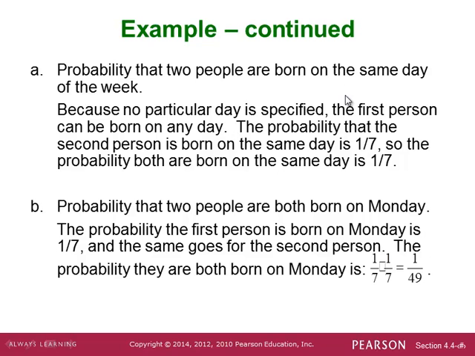So the probability that 2 people are born on the same day is actually going to be 1/7. Why? Well, just ask that first person what day he or she was born. Suppose it's a Monday. There's a 1/7 chance that the second person will have the same birthday day of the week as the first person. So that's why the probability that 2 people were born on the same day of the week is 1/7.